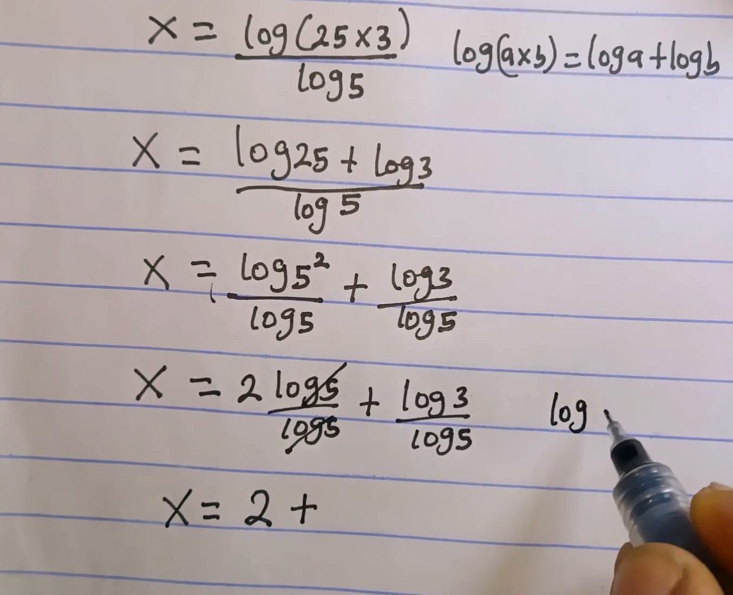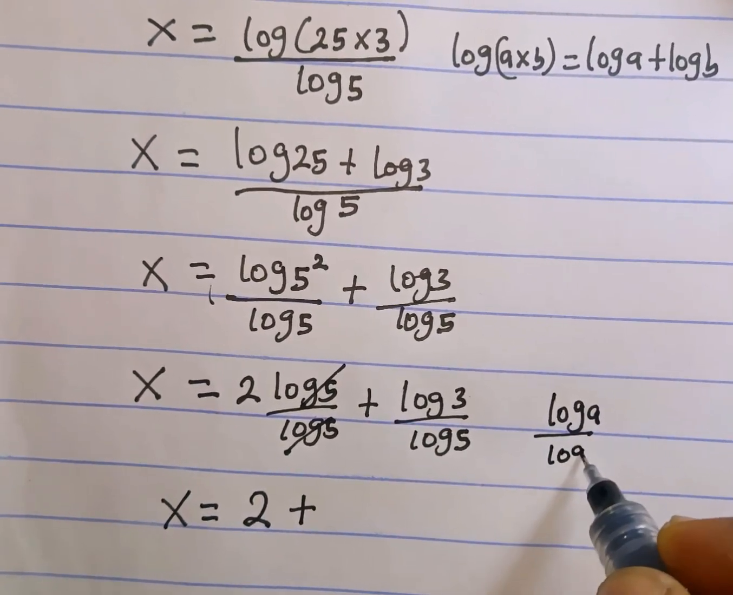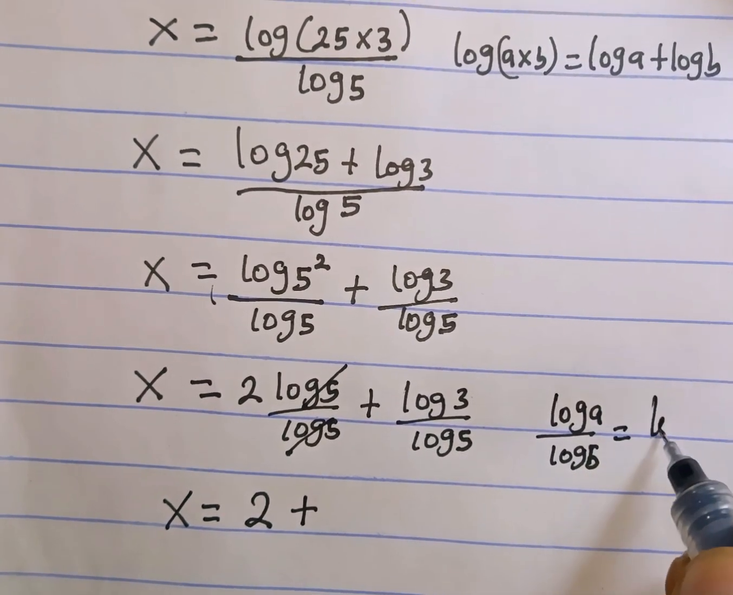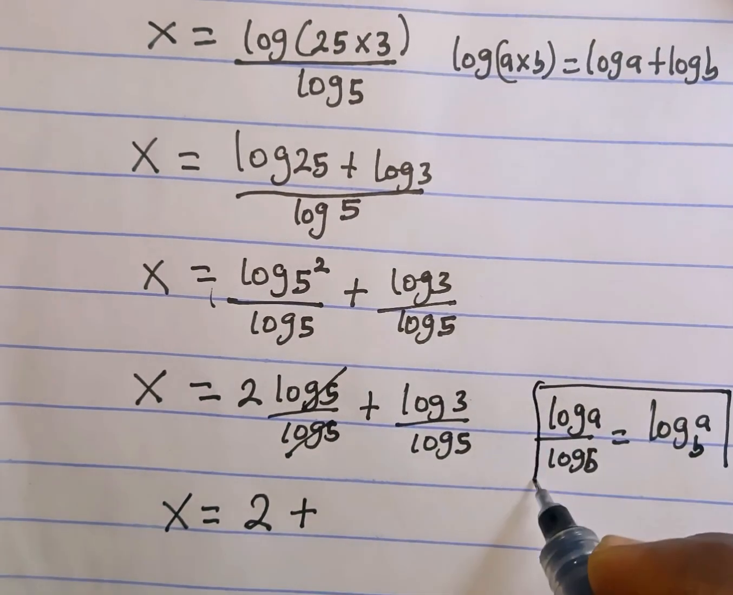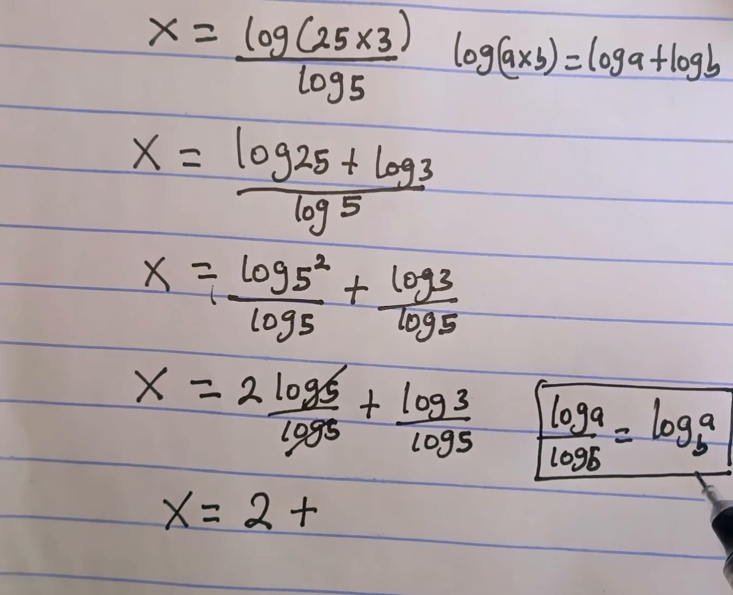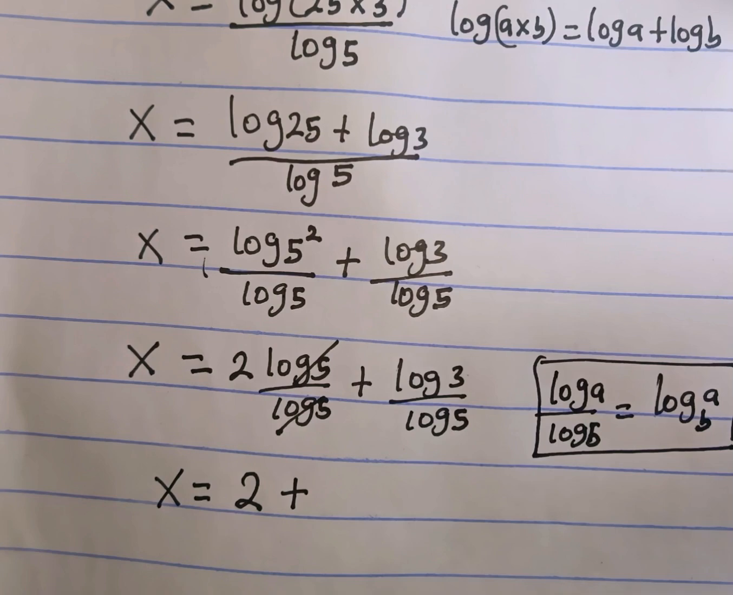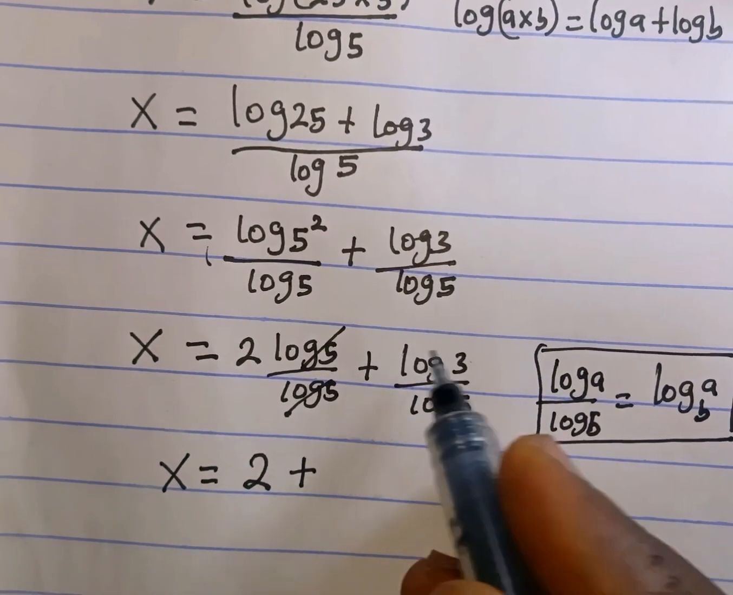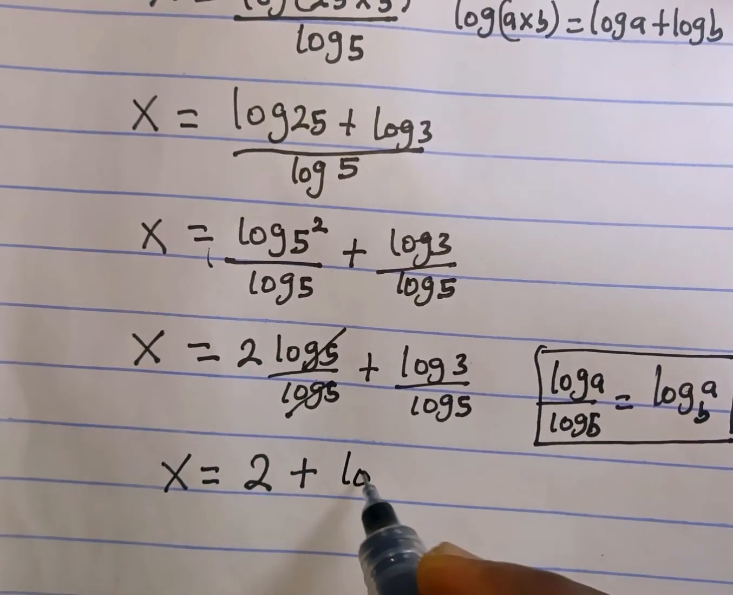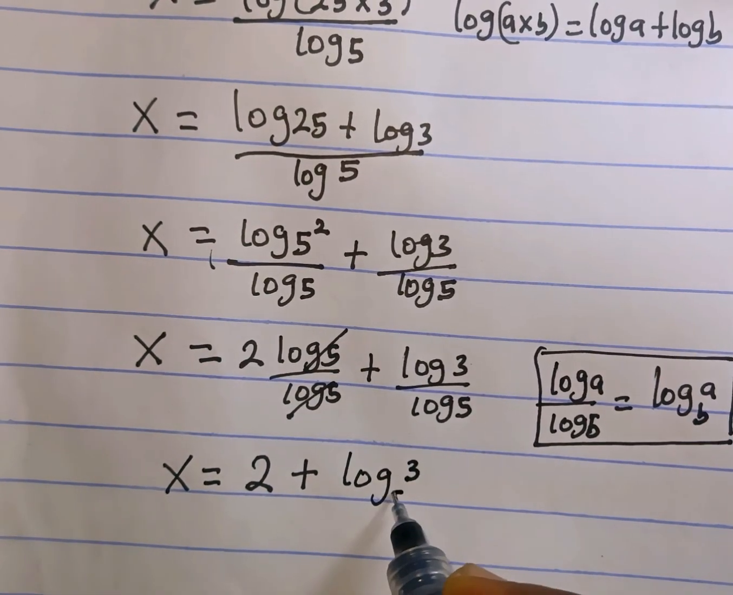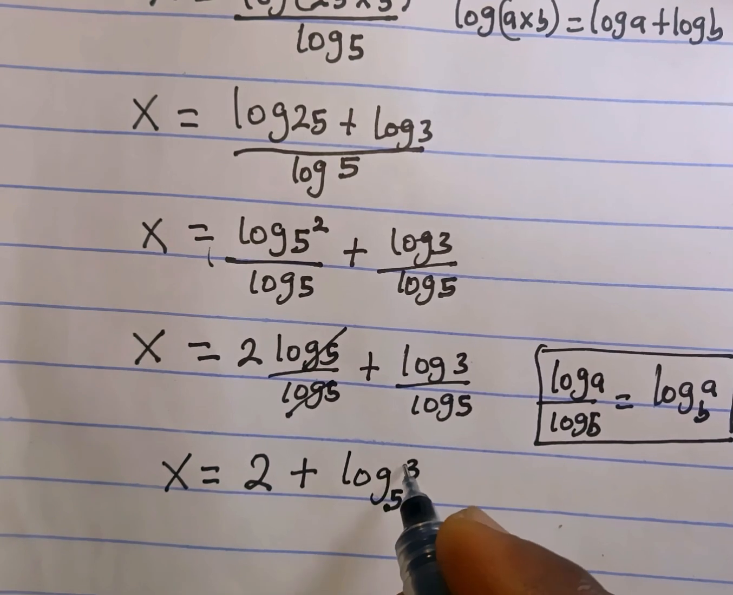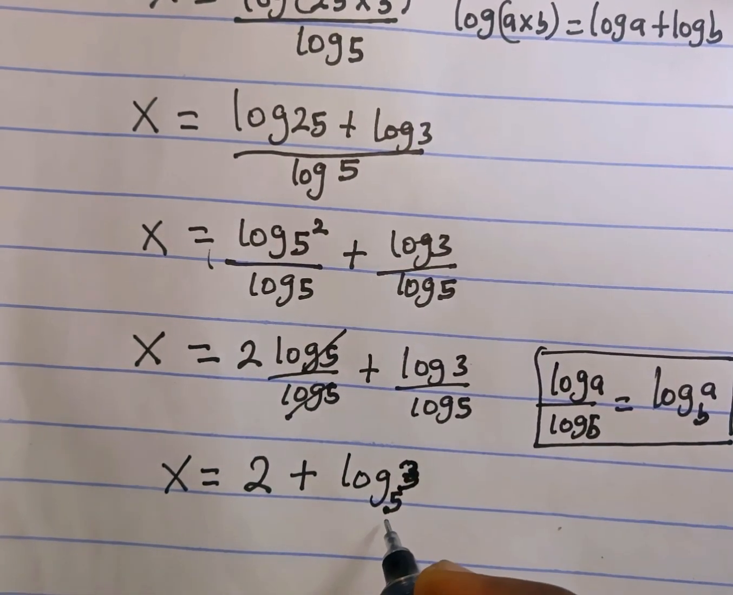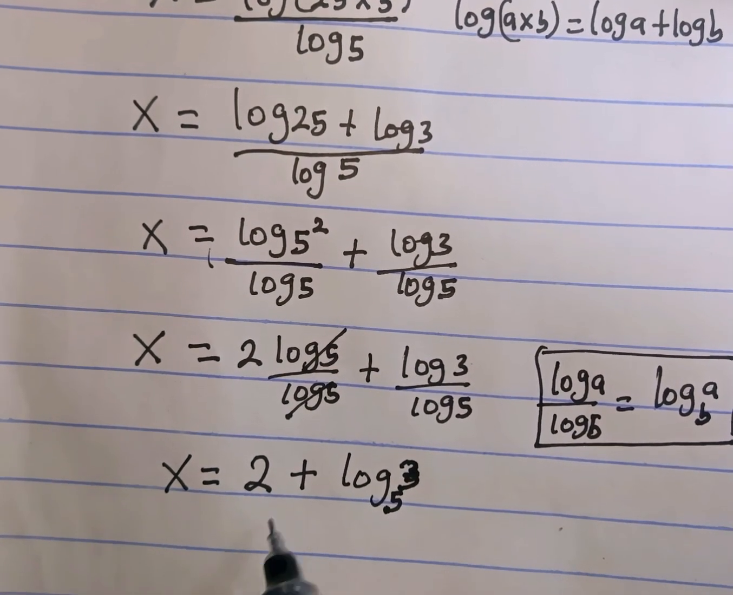Recall that when we have log of a over log of b, this is the same as log a to the base of b. So this is one of the properties of logarithm again. The reason why we are going this far is because we want to show all the solution step by step very clearly. So this is the same as log of 3 to the base of 5. So the next step we are going to do, remember this is log 3, not power 3. This is log 3 to the base of 5, and here is going to be the solution.